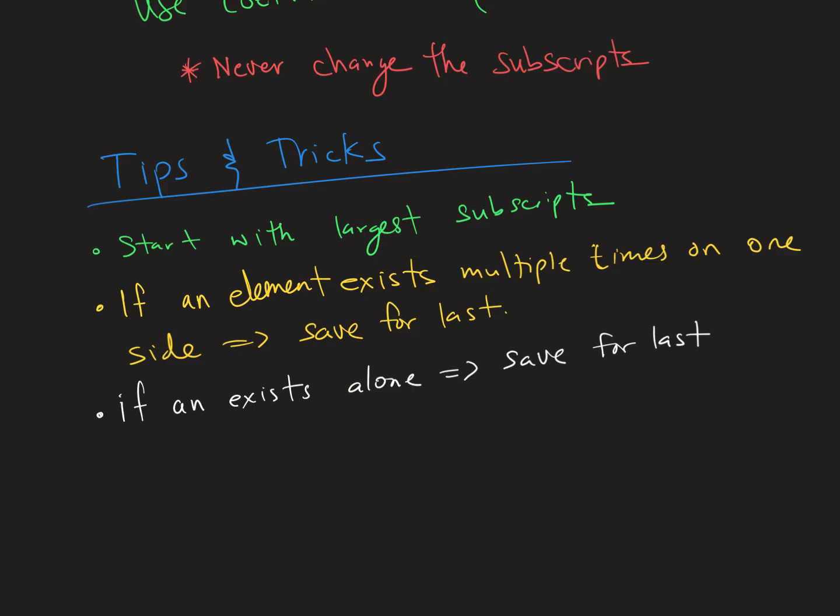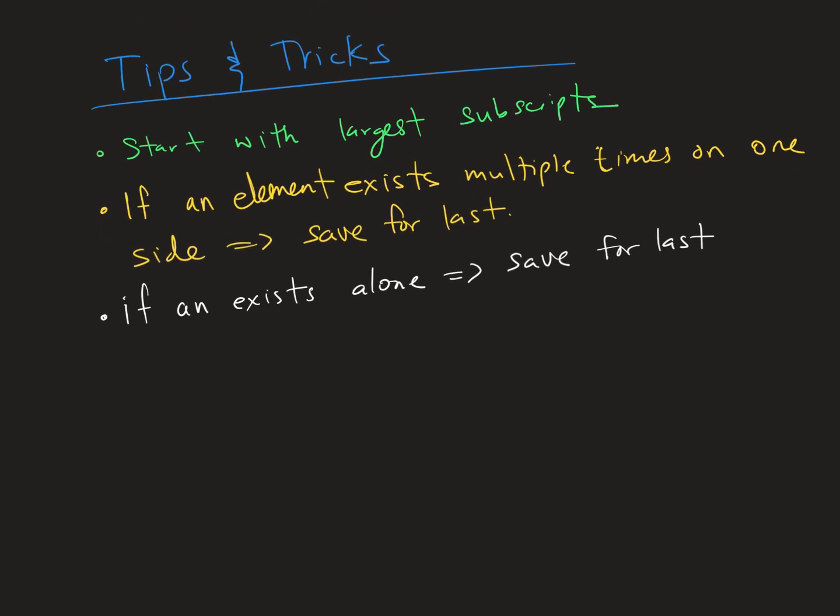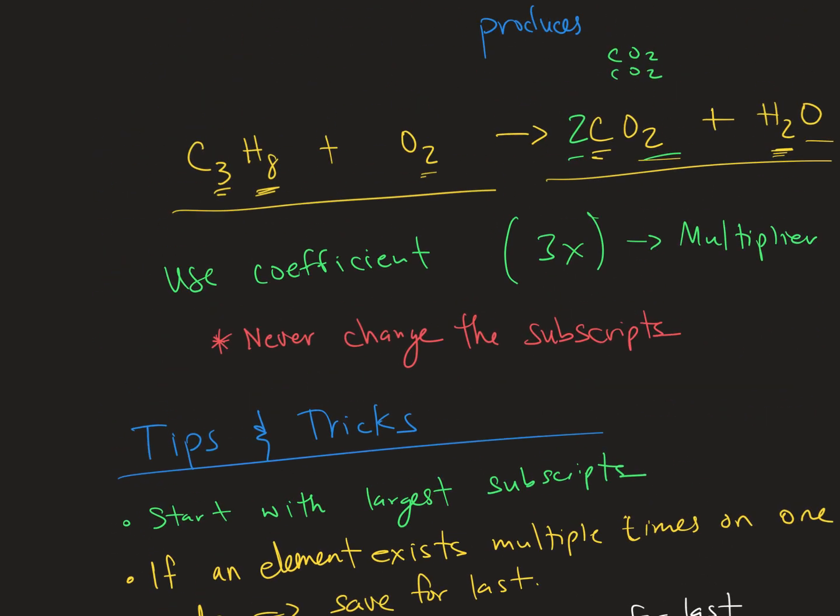Okay. When you mean element, you mean just like one of something? Yeah, so like carbon. So in this one right here, oxygen is alone, save it for last. Oxygen appears multiple times on this side, save it for last. I'm gonna start with this compound because that has the biggest subscripts. Does that make sense?